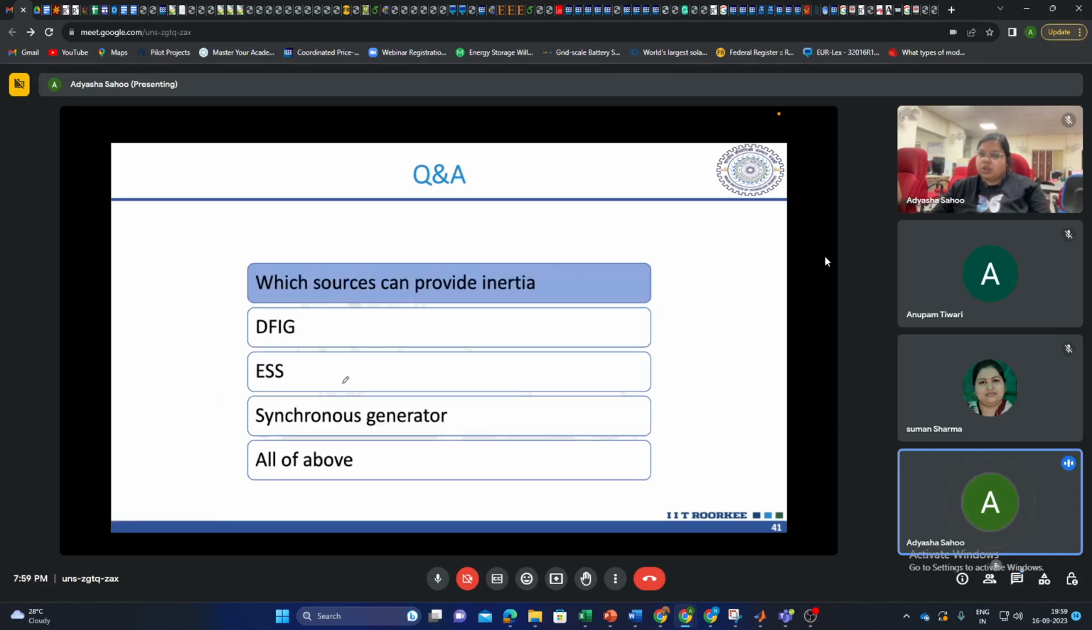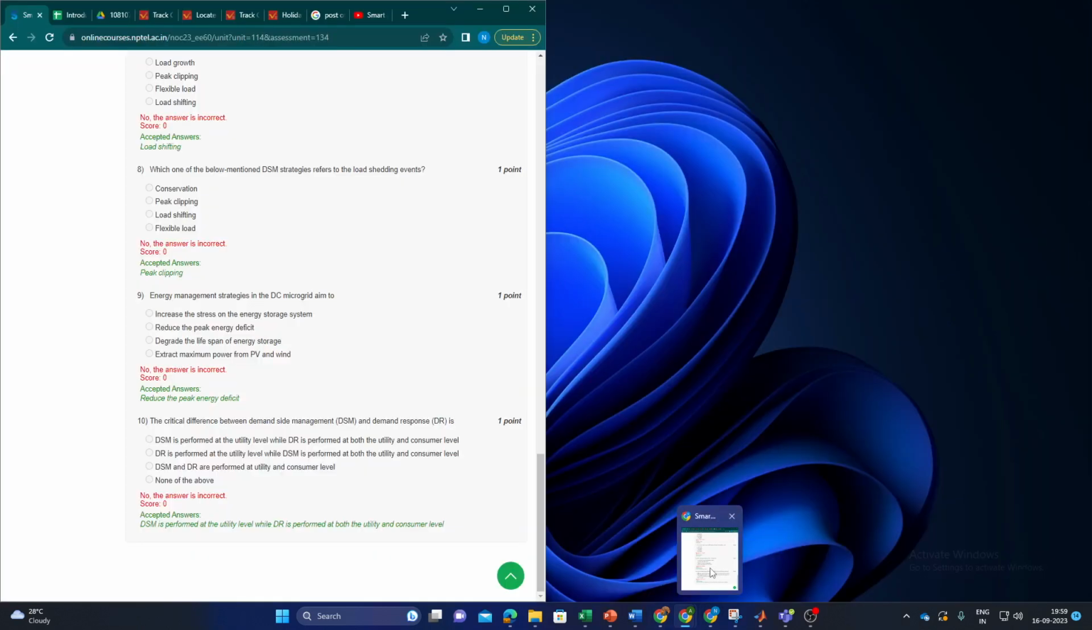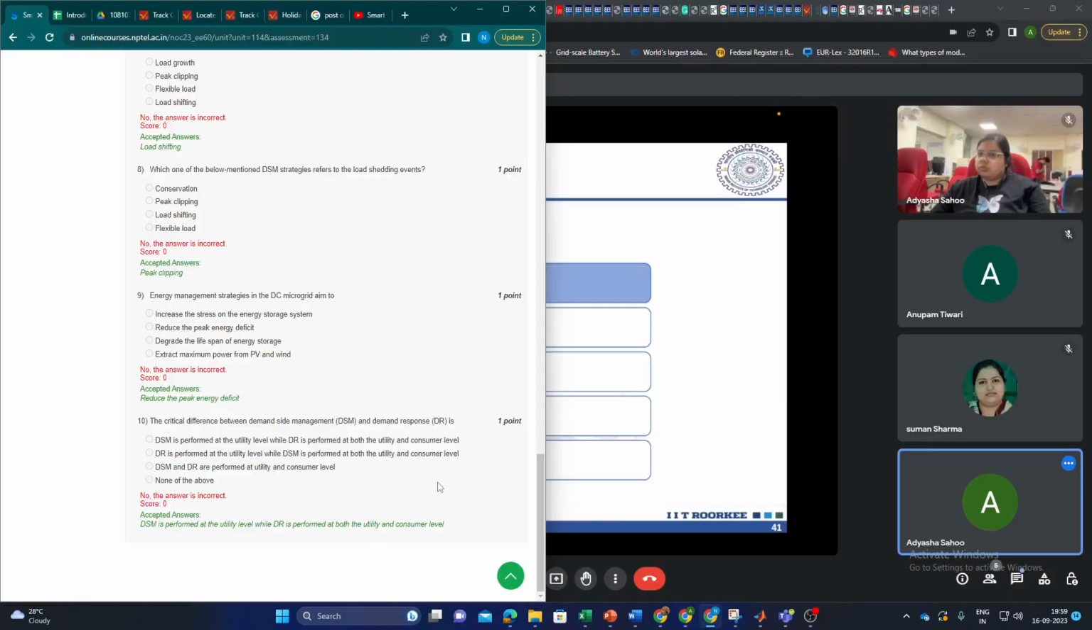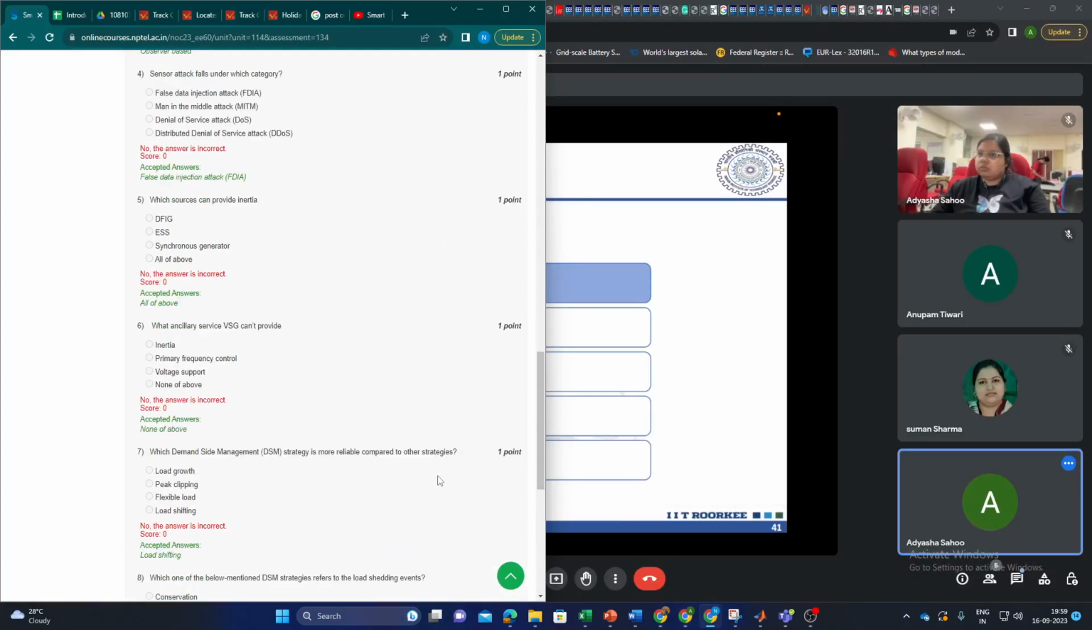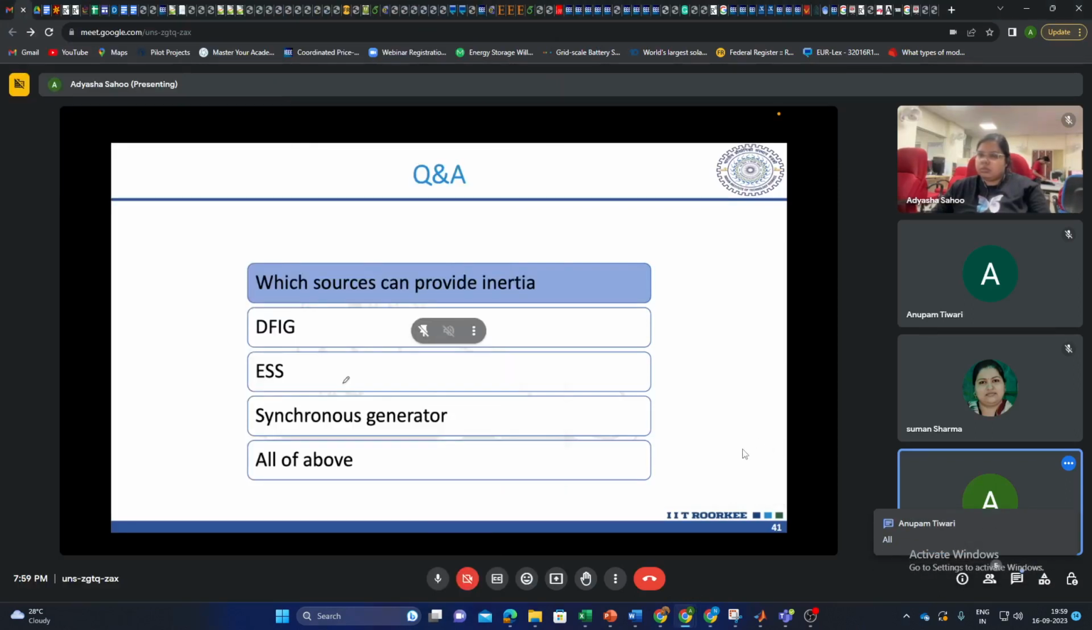Which sources can provide inertia? DFIG, energy storage system, synchronous generator, all of the above. Here we can store the energy, here also. This was also there. So the correct answer is all of the above.